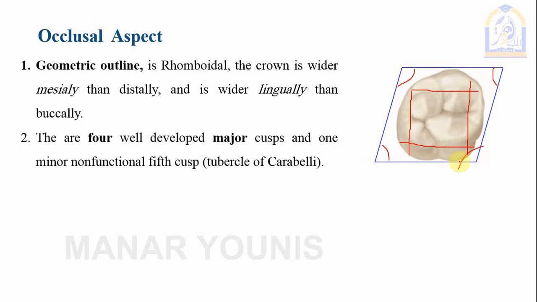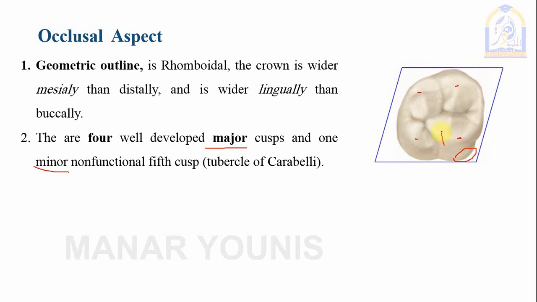There are four major cusps which are well developed. Moving in a clockwise direction, this is the mesiobuccal cusp, this is the mesiolingual cusp, this is the distolingual cusp, and this is the distobuccal cusp. So these are the major cusps. And there is one minor cusp, which is non-functional. This is the cusp of Carabelli, or tubercle of Carabelli. So four major and one minor cusp.